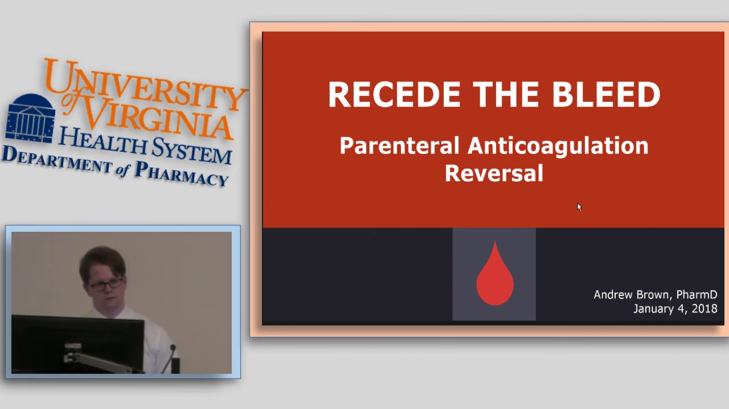So in the past, I think that I've always learned to kind of avoid the combination of factor 7 and things like TXA and Amicar together, just because of the increased thrombotic risk. So are there any patient-specific factors or any kind of patients you would not want to give that combination to?